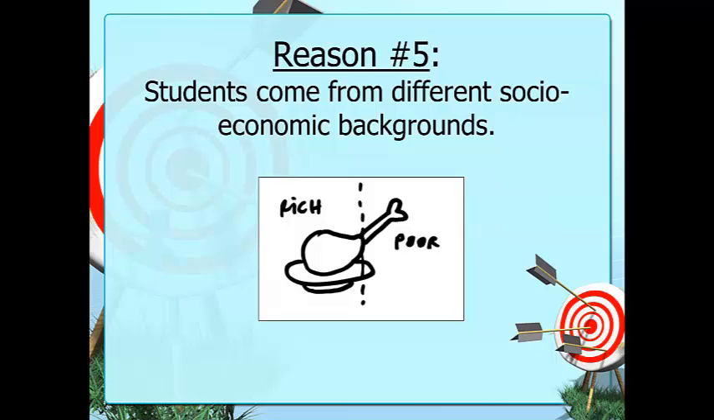The fifth reason is that students come from different socioeconomic backgrounds. Economic factors in the home affect the type and quality of experiences students have outside of school. This in turn determines the degree to which students can make connections to past learning and therefore affects readiness levels when learning a new skill or concept.